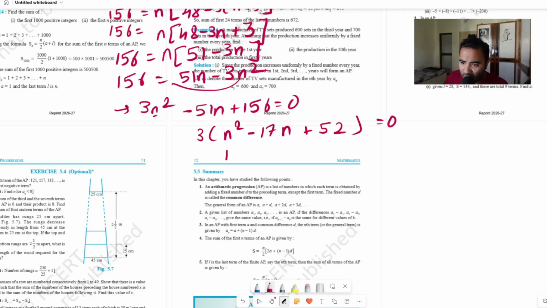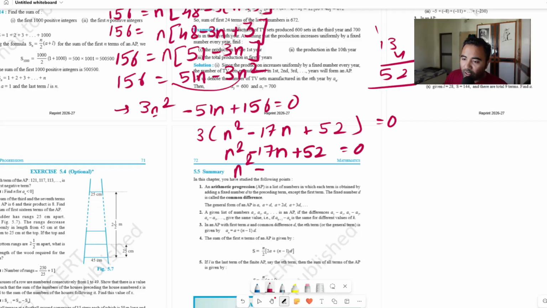So the equation remains n square minus 17n plus 52 is equal to 0. Now we need to split the middle term. I think we have already learned this. 52, 13 4s is 52. Let me find out. 4 3s are 12. Yes, 13 4s is 52.